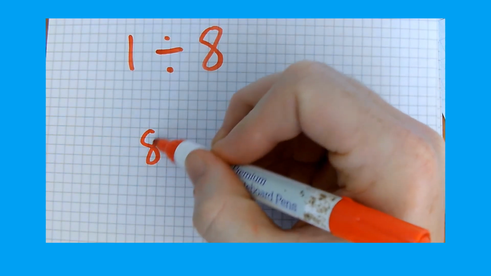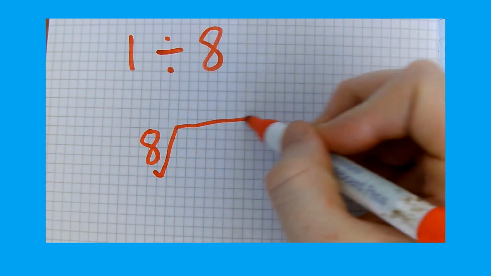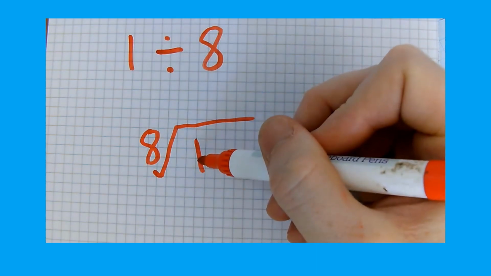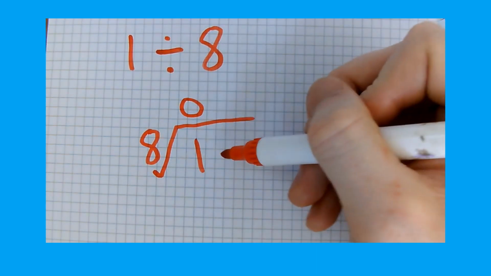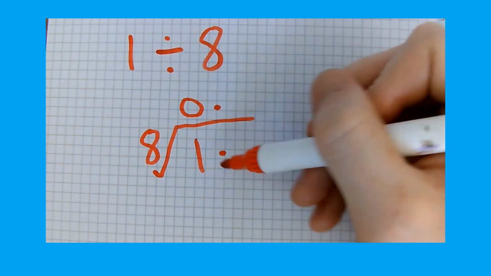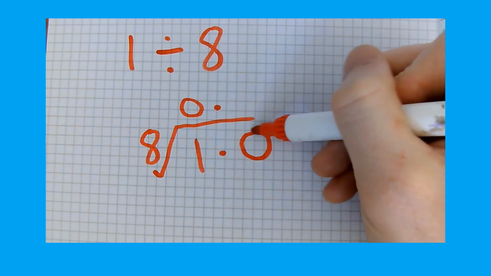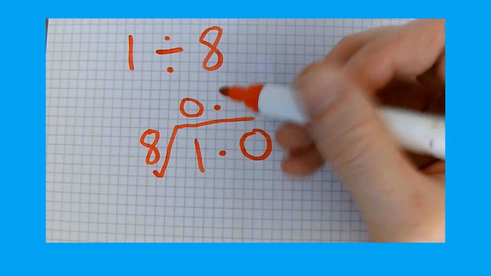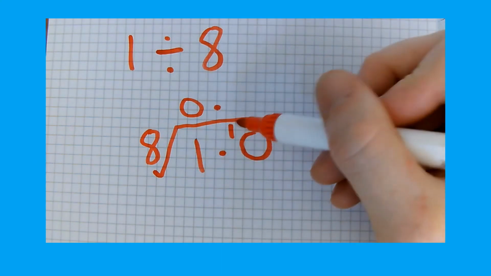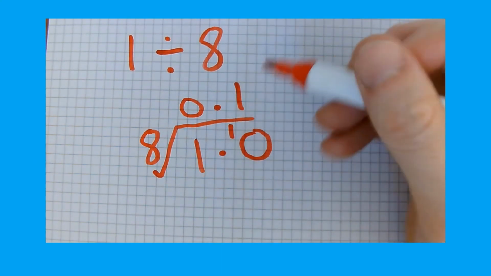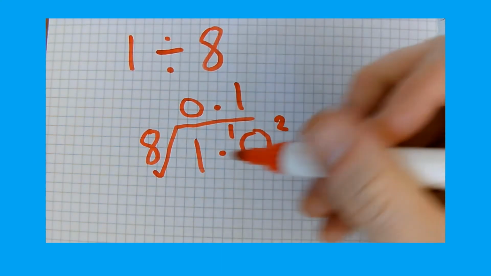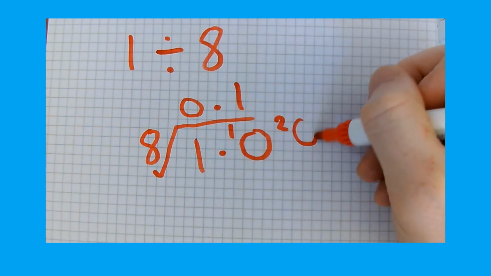So we'll say how many 8s go in for 1, so we can see that it's 0. Put a decimal point on both sides, put a 0 at the bottom, so we'll carry the 1 over to the 0. How many 8s go into 10? Just 1, with a remainder of 2. Now how many 8s go into 20?